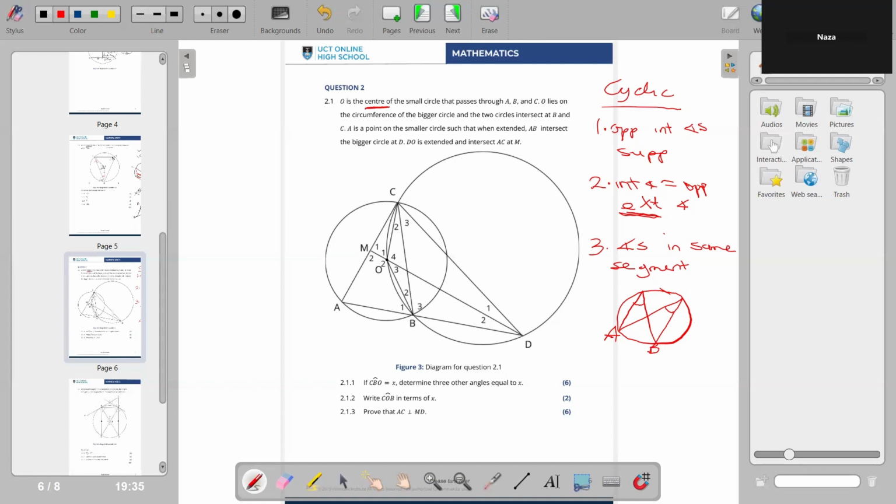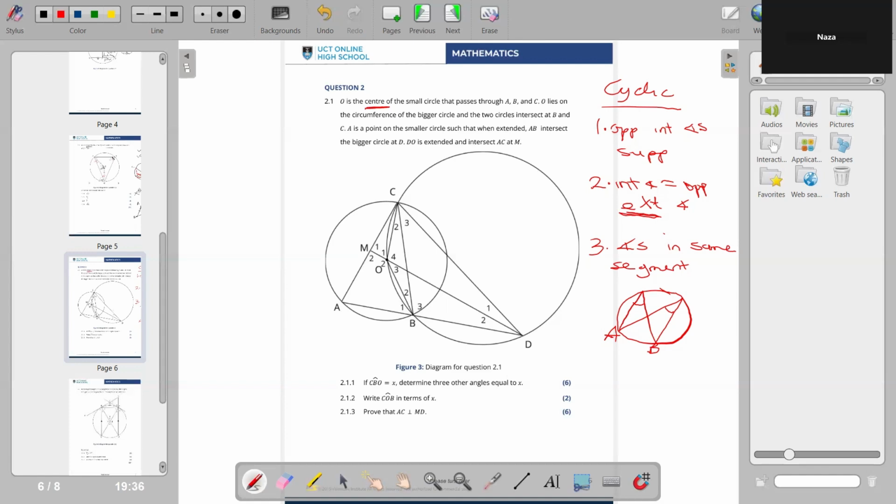You see, in the small circle, they said there is a center. So it means in the small circle, there's a probability that you are going to use the center theorems, but you have to identify which ones you are going to be using. If you check the big circle, we never heard of a center or a radius or a diameter. So in the big circle, we are not going to be talking of center theorems, right?